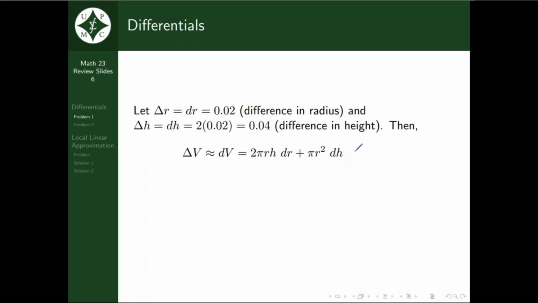So by then, kailangan natin mag-plug in ng values. So delta v is approximated by dv, which is then equal to 2 pi times 4 times 16 times 0.02 plus pi times 4 squared times 0.04. So very mechanical na yung part na to. We just simplify here and we will obtain the value. We will obtain a value of 16 pi over 5 cubic inches.